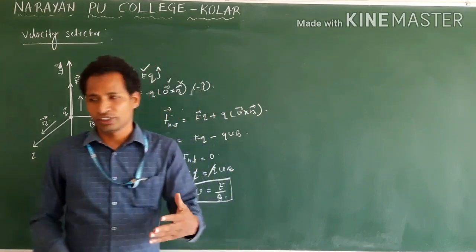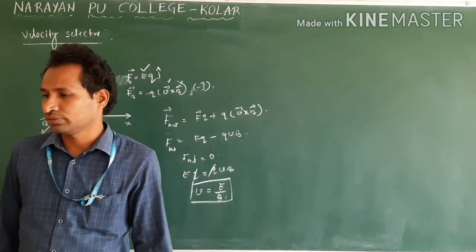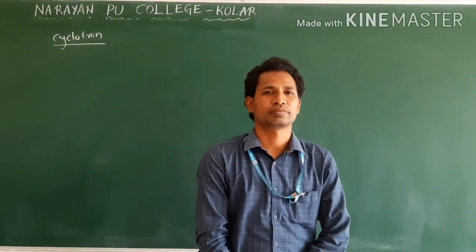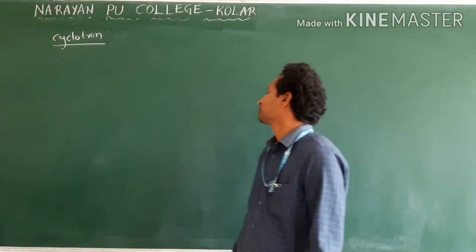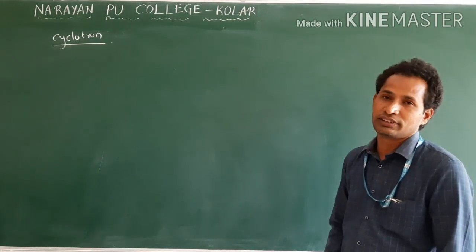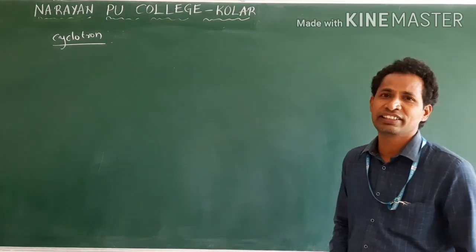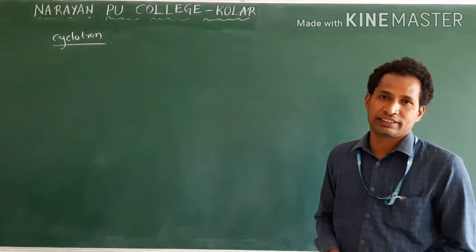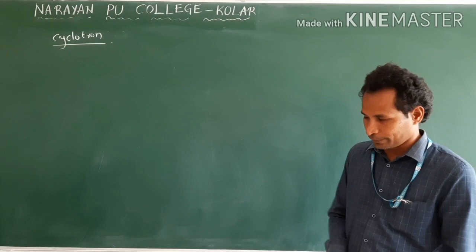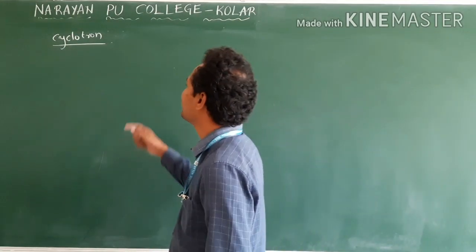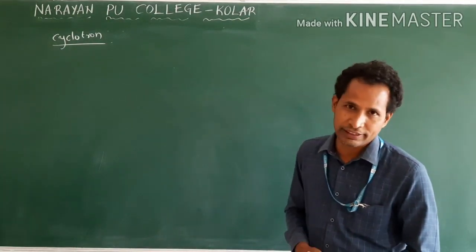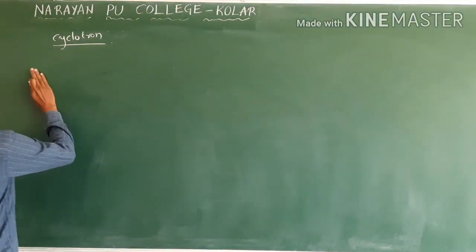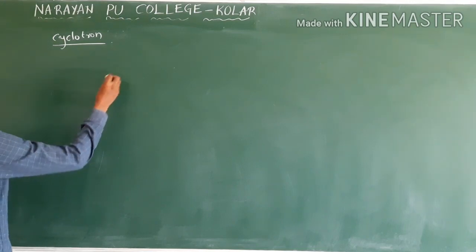Now we will see a new concept, that is cyclotron. Clear, cyclotron. Cyclotron is a device which is used to accelerate charged particles. In this device, how do they accelerate charged particles? We will see. Clear. In this, they will use crossed fields again, both electric and magnetic fields. Now, this cyclotron consists of two Ds, hollow Ds.